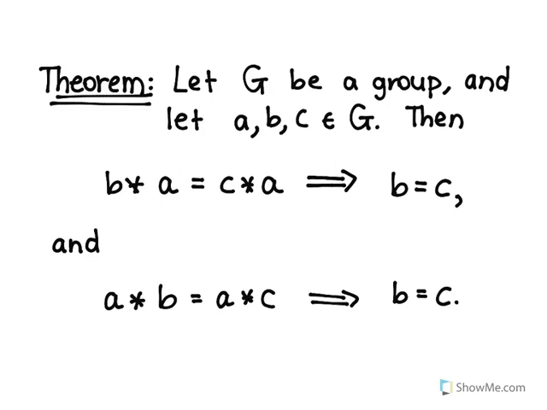It says let G be a group and let A, B, and C be 3 elements of G. Then if you find that B star A is equal to C star A, then you can cancel the A's from both sides there and conclude that B is equal to C. And similarly, if you're in the situation where you find that A star B is equal to A star C, then you can cancel those 2 A's on the left and again conclude that B is equal to C. Because we can think of this as this cancellation process, I'll refer to this theorem as the cancellation property of groups.